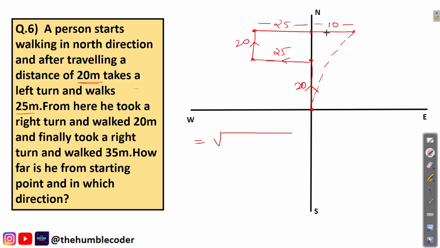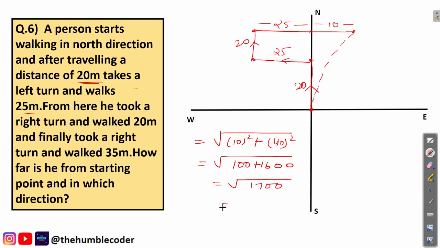So one base is already present to us, that is 10 meters. So we can simply write 10 square. Then we need to find out this distance, the straight one. So 20 plus 20, it's going to be 40. So 40 square. So let's find this out. 100 plus 1600, it's going to be 1700, right? So 1700 is going to be simply 10 under root 17, you can write.